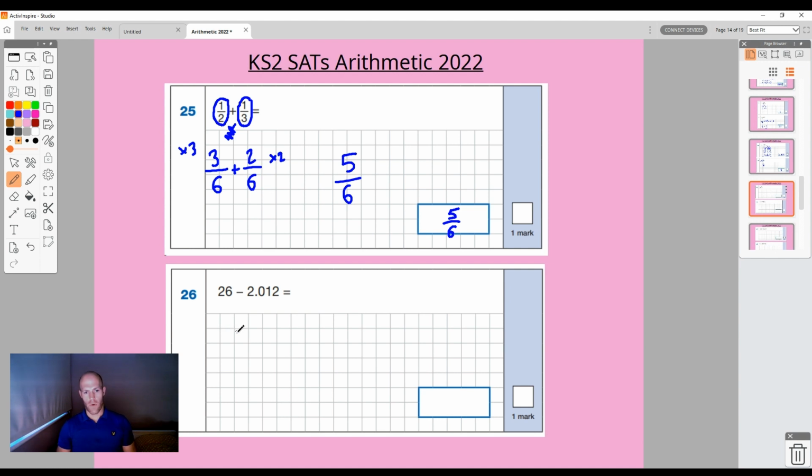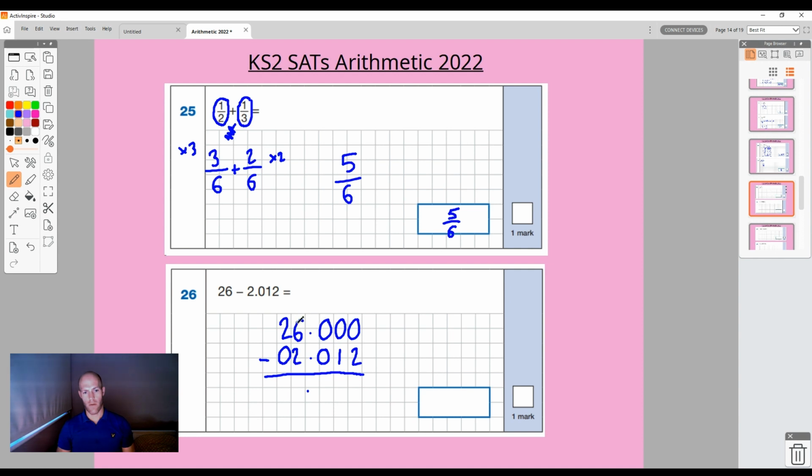26 take away 2.012. So this is checking your place value understanding again. So I'm going to do 26.000. Take away. And look where the decimal point is. 2 to the left of it. 0, 1, 2. If you want to put 0 in there, that's also fine. You're not changing the number. Once you've set this up, it's just a normal column subtraction, apart from a decimal point in the answer. So don't be scared of it.